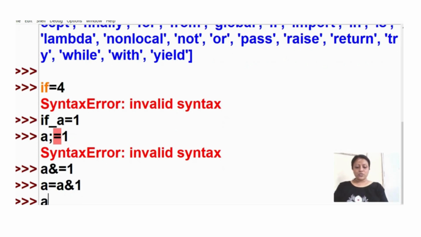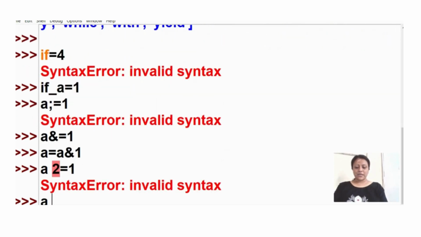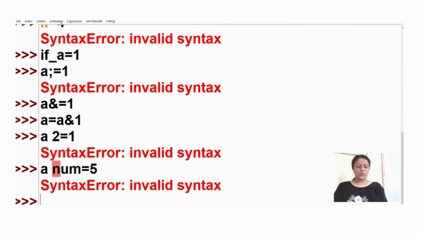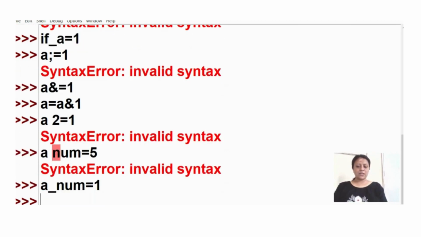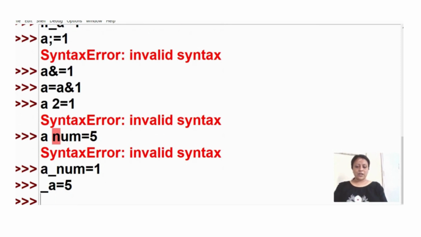Then you cannot use space, like a 2 = 1 or a num = 5 is not allowed. You cannot use space. You can use underscore, a_num = 1. This is allowed. Even you can start the identifier with underscore. _ = 5 is allowed.